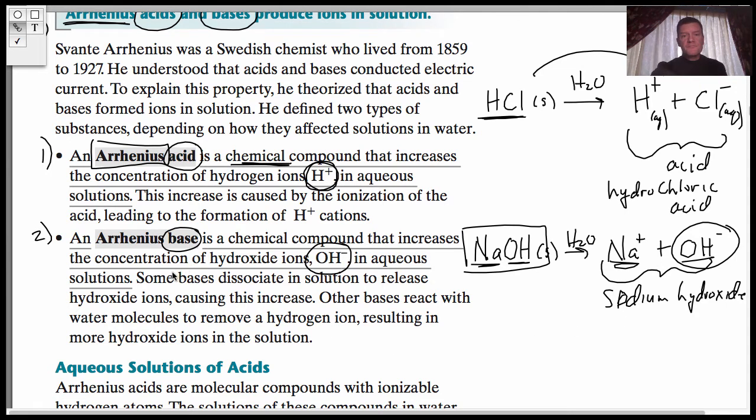So that's what you need to know about acids and bases. Acids are going to have H plus ions in them. Bases are going to have OH negative. It's just that simple.